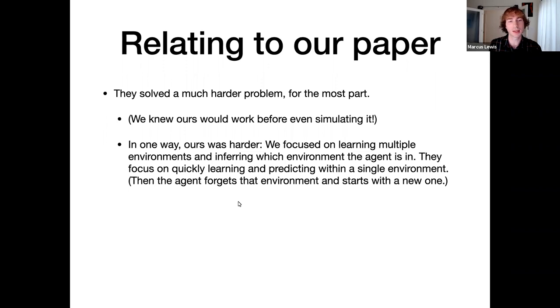One way ours was slightly harder was that we focus on learning multiple environments and inferring which environment the agent is in, whereas they focus on quickly learning and predicting within a single environment. They're both performing sensory motor prediction, but theirs is really single environment. They didn't focus on distinguishing different environments from each other. Theirs was more about putting the animal in an environment and seeing how long it takes until it can start predicting.